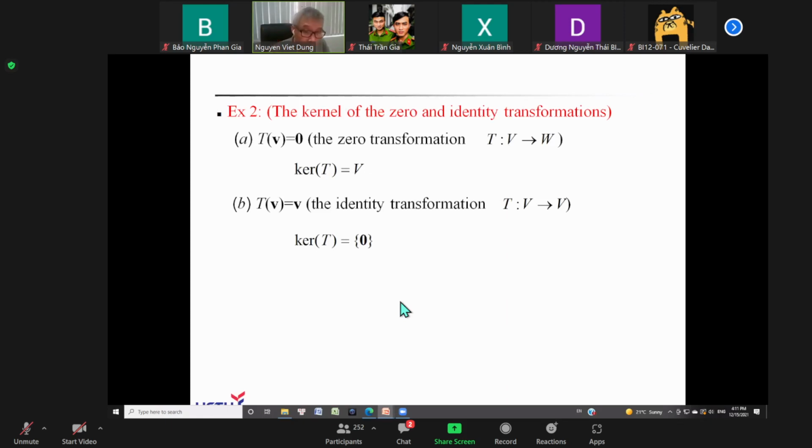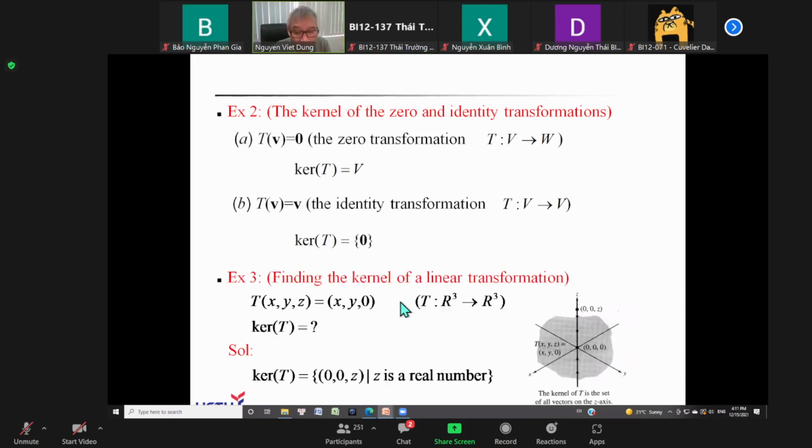The second example is the identity transformation T from V to V itself. Because T of V equals V like that, then when here is a 0 vector, here must be the 0 vector. In that case, the kernel of T is only one vector, that is the 0 vector of the domain. Okay. So we have two special cases.